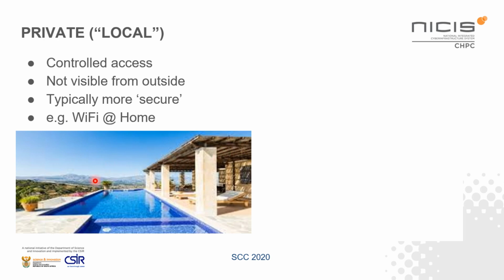And conveniently in this picture, you can also see a swimming pool, but that would be your private pool that only people on your private property can dip into. An example of a private network would be perhaps your Wi-Fi at home.